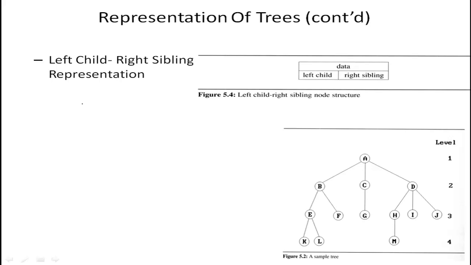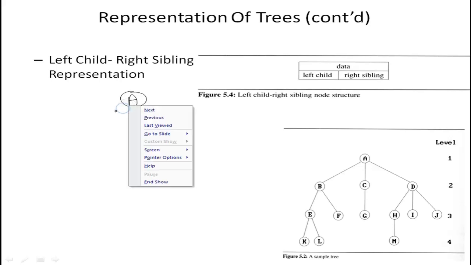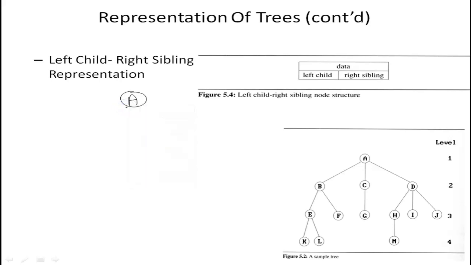So I will just write the first thing as node. A is the root, I write it over here. Now what we are doing is left child right sibling representation. To the left of A, I will have the child. So what is the child of A? It is B.